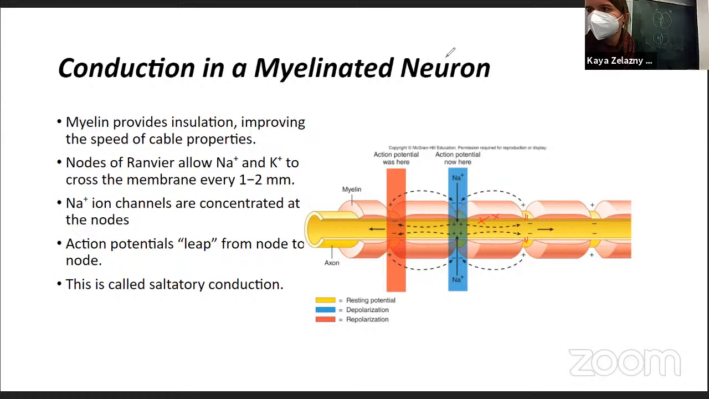So our action potentials are leaping from node to node. We call this saltatory conduction. Like the Spanish word for jumping is saltar, right? So it's literally just jumping. It is also related to the Latin word for it. So we grab that word. Basically the distance between these is potentially like 1 to 2 millimeters apart. So we're skipping a lot of space.